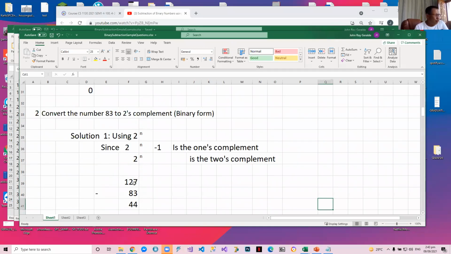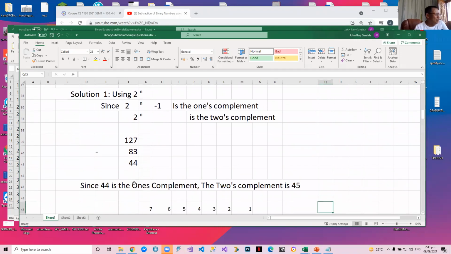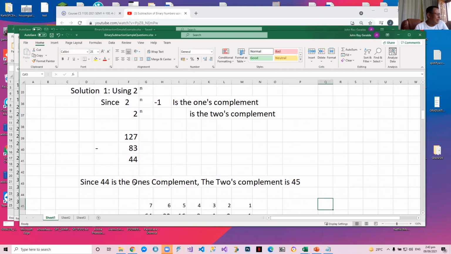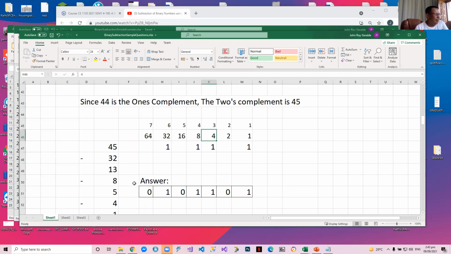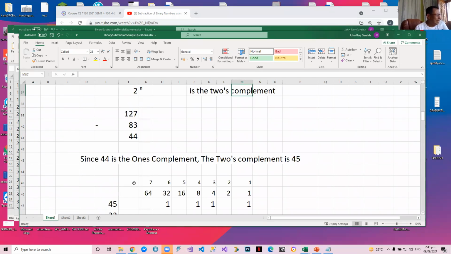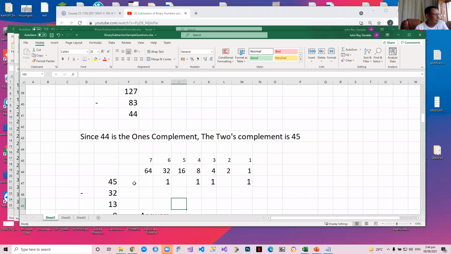Convert the number 83 to 2's complement. Okay? 2's complement. We know that the one's complement of 83 is 44, so we convert 45, because 44 plus 1 is 45, right? So 45 is 32 plus 8 plus 4 plus 1. Ito lang naman ang diferensya nila, 1. So basically, this is the 2's complement of 83, because the 2's complement is the 1's complement plus 1. Okay?